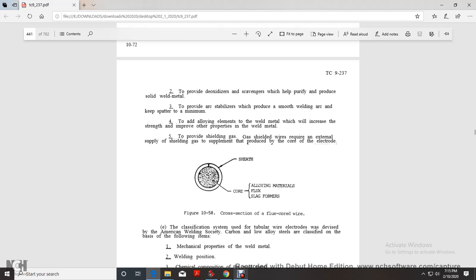To provide shielding, the welding wire requires an external supply of shielding gas, supplemented by the core of the electrode. The sheath and core contain metallic materials, fluxes, and slag formers. This shows the cross section of flux core wire.